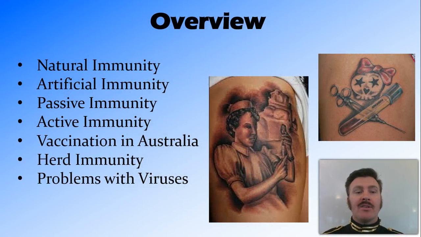In this video, we've looked at natural immunity and artificial immunity caused by vaccinations. We've looked at passive immunity, where you're injected with antibodies, and active immunity, where your body fights a weakened version of the disease. We've looked at the vaccination system in Australia and how we rely on herd immunity for those people who are unable to be vaccinated. And we've talked about the problems of viruses mutating very quickly.